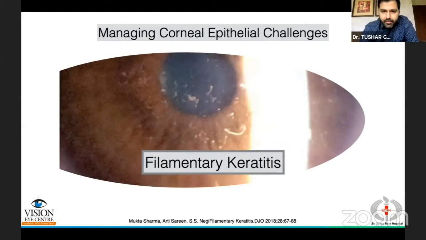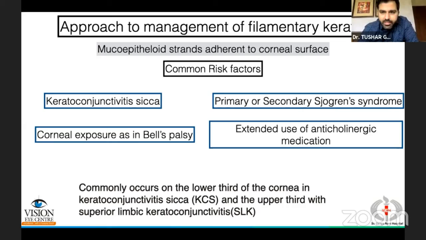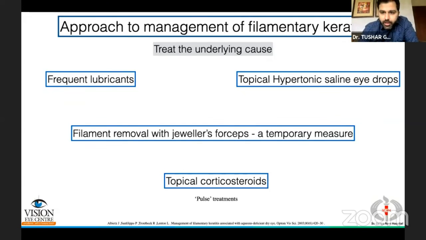The next common thing that we see quite often is filamentary keratitis. So these are, as we know, epithelioid strands that are adherent to the corneal surface. And here again, unfortunately, one of the most common issues is the presence of dry eye, which causes these filaments to happen. If you have them on the lower third of the cornea, that's most commonly because of dry eye. If you have them in the upper third, that's quite commonly because of superior limbic keratoconjunctivitis. So here again, treat the underlying cause. Frequent lubrication helps. Topical hypertonic saline helps the epithelium adhere better to the underlying stroma. So that is quite useful as well.